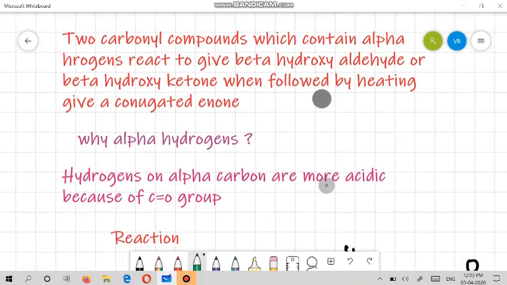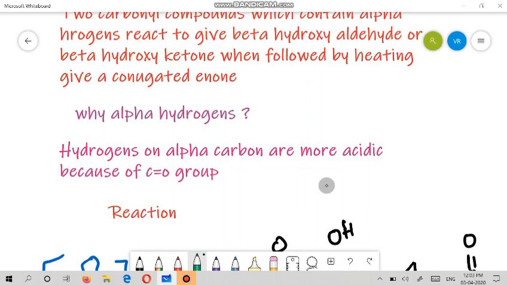So let us see what is alpha hydrogen. Alpha hydrogens are hydrogens on the alpha carbon, which are more acidic because of the carbonyl group. So let us see what is alpha carbon. For example, there is a carbonyl, this is a ketone. So this is the carbonyl carbon. To this carbonyl carbon, there are two adjacent carbon atoms. So this is an alpha carbon and this is also an alpha carbon. This one will become beta carbon and this one will become gamma carbon.